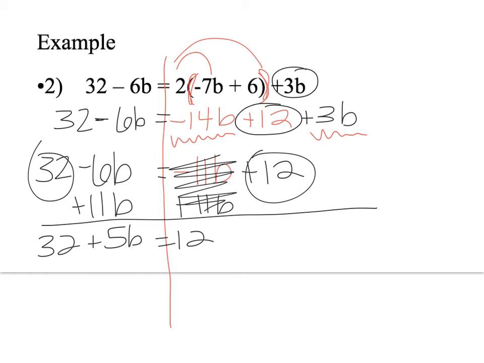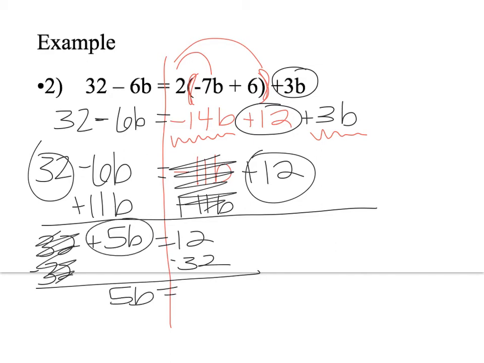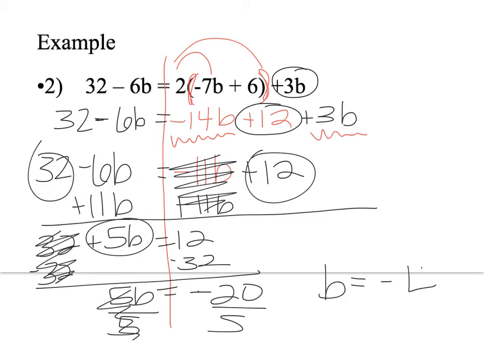Step 4 is to move your constant by addition or subtraction. So we are going to subtract 32 from both sides. Bring down your 5b equals 12 minus 32 is negative 20. Be careful with your negatives. Then your last step is to move your coefficient by multiplication or division. This is times, so we'll do the opposite and divide. So b is negative 20 divided by 5, which is negative 4.